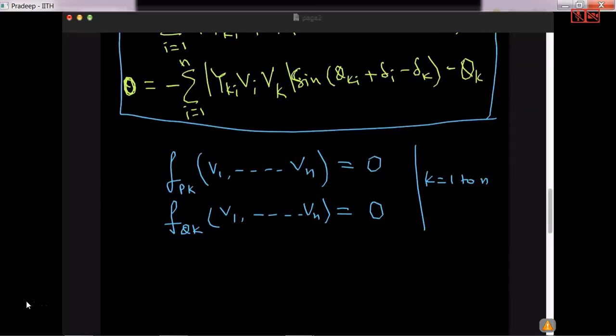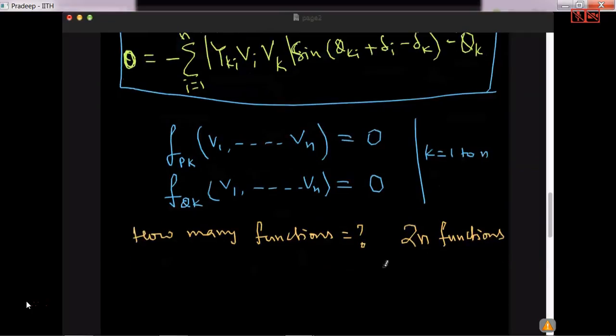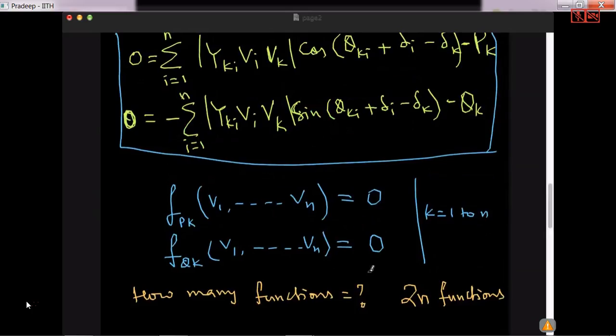So now how many functions? Here you see only two functions, but that is for bus number k. One function for active power P and another function for reactive power Q. But then there are n buses, so totally there are 2n functions. And they are non-linear because sine and cos are there, along with the magnitudes.